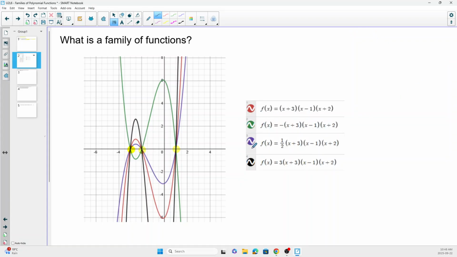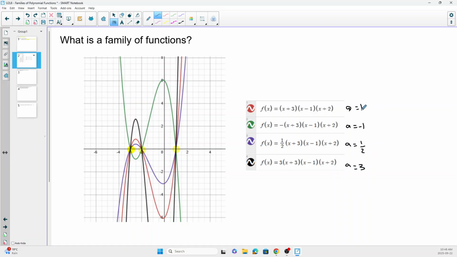So the red, green, purple, and black. And really what you'll notice is the equations are all the exact same. The only thing that's different is the a value. In this first one here, a is equal to 1, here we have where a is equal to -1, here a is equal to 1/2, and here a is equal to +3.